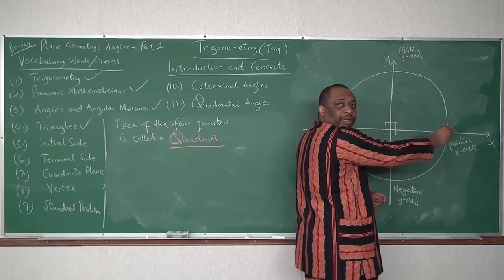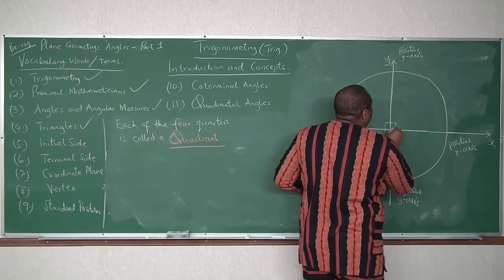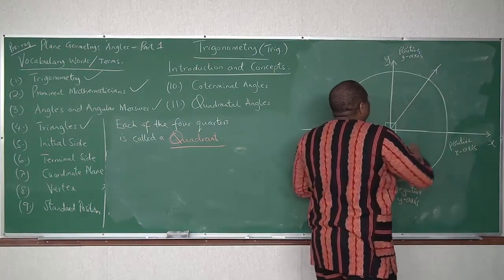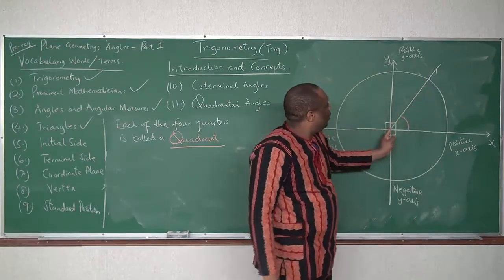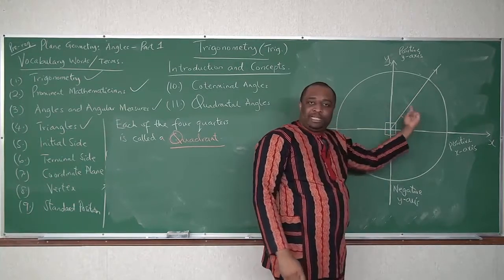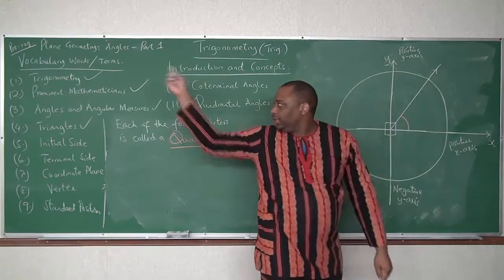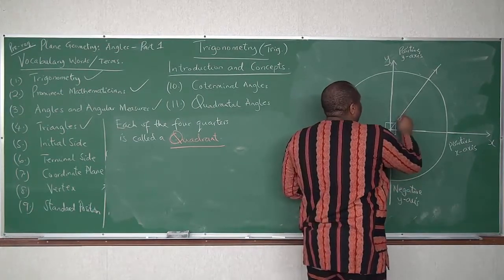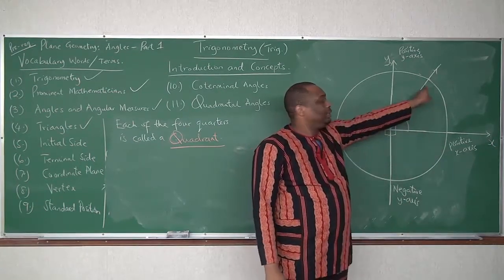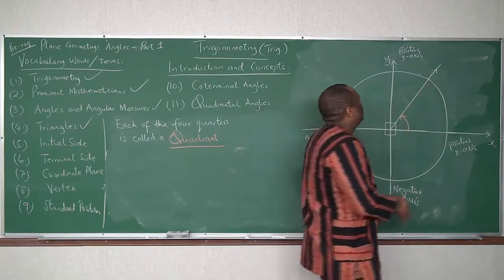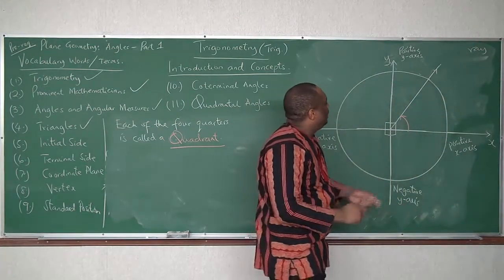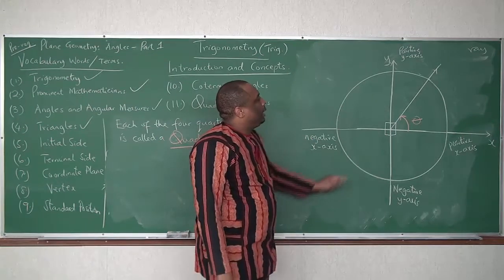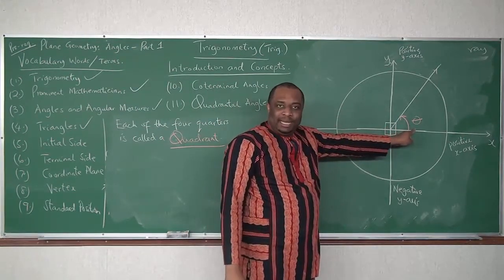Now, this is the positive x-axis, and when you have an angle here, and you have this ray, an angle is formed. When two lines meet, an angle is formed. If you view the video I did on plane geometry, angles part one. Now, you see that this is from the positive x-axis to this ray. Let's call this theta. We talked about it in that video. This theta is said to be in standard position.